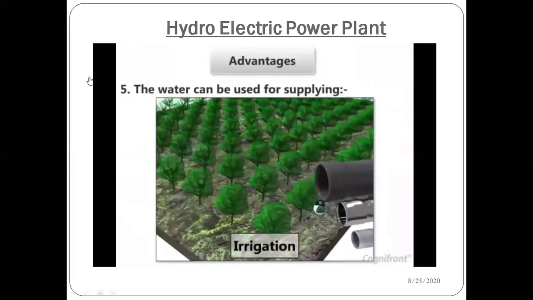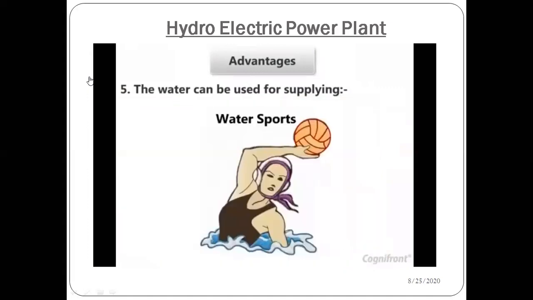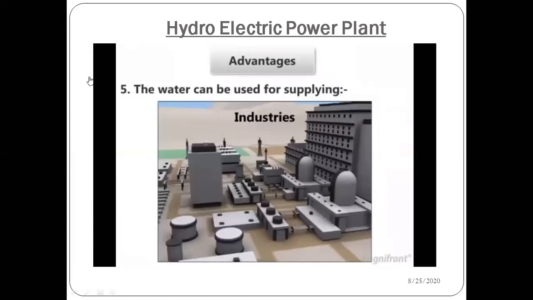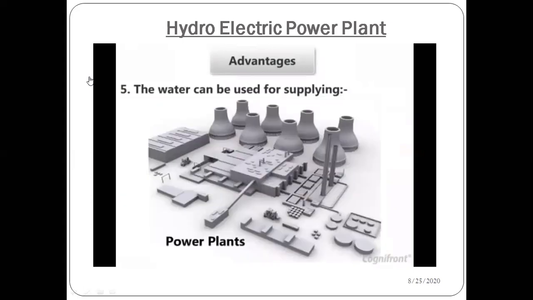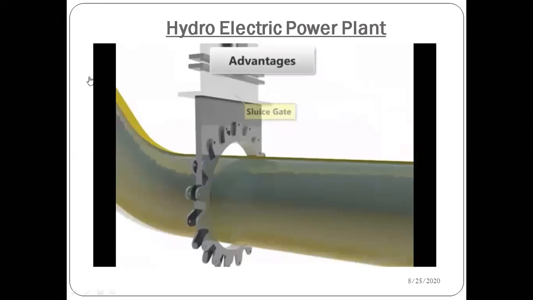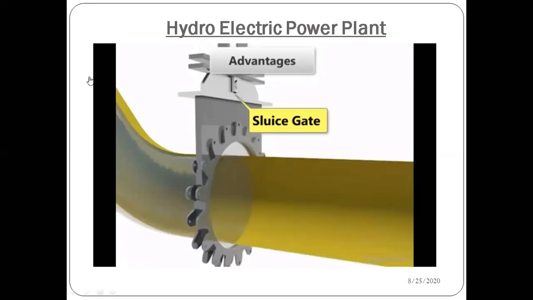The water can be used for supplying drinking water, irrigation, water industries, power plants, etc. Another advantage is that when electricity is not needed, the sluice gate is closed to stop the generation of electricity, to allow water to be used whenever necessary.